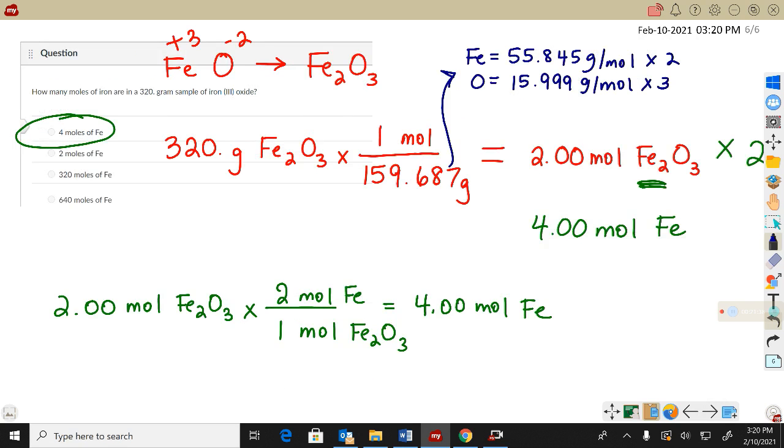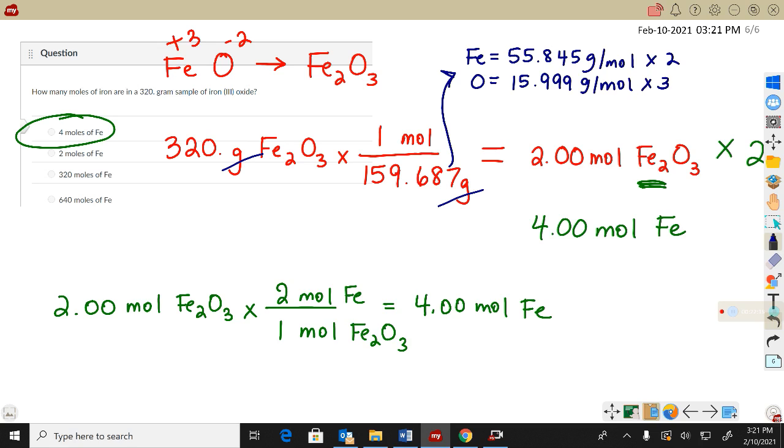And then finally, how many moles of iron are in a 320 gram sample of iron 3 oxide? So I wrote my formula. Iron is a +3, oxygen's a -2. I'm usually a balancer, but if you're a crisscrosser, you'll get Fe2O3. All right, so I took that 320 grams and set up a proportion to cancel grams. I want moles. So I put moles on the top. Anytime I see a mole, it's a 1.